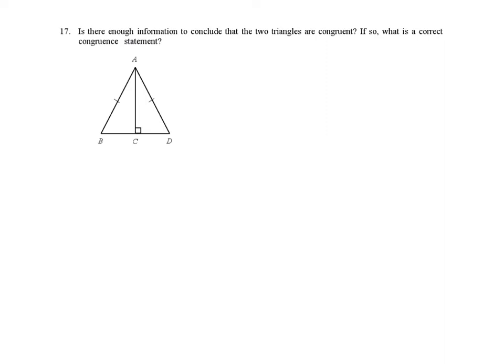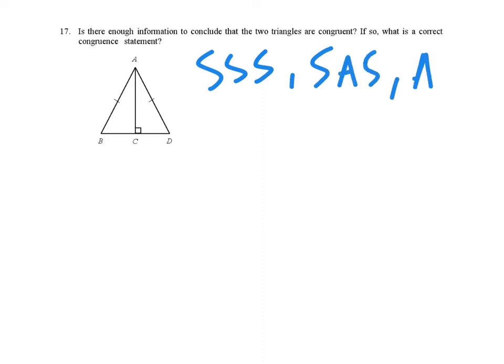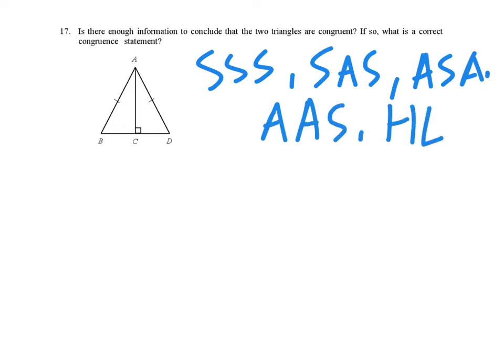17 says, is there enough information to conclude that the two triangles are congruent? If so, what is a correct congruent statement? Again, we're choosing from side side side, side angle side, angle side angle, angle angle side, and hypotenuse leg. If you're looking at a problem like this and you see that line right down the middle, you're going to go ahead and write congruence marks on it because we know they are congruent to each other.